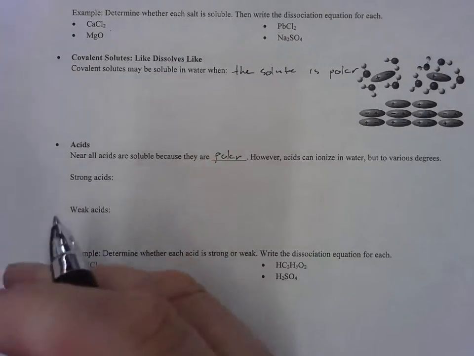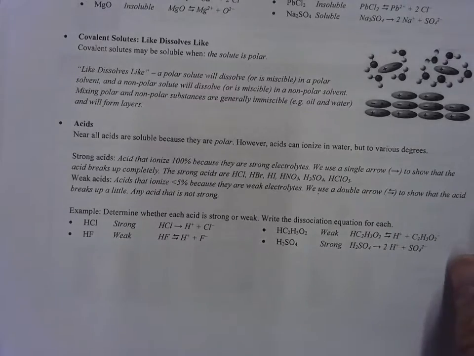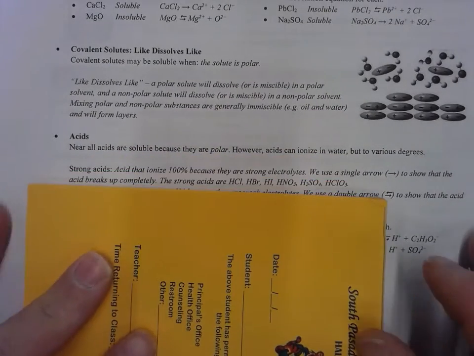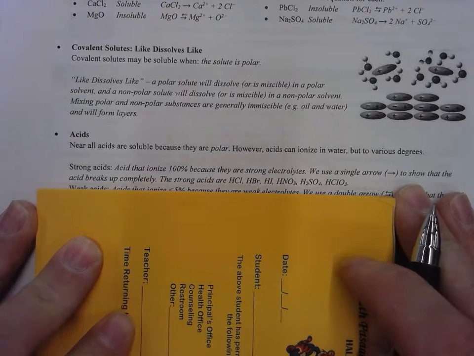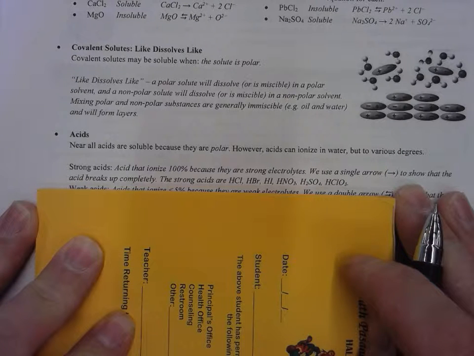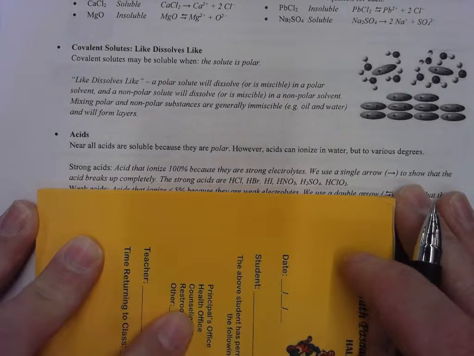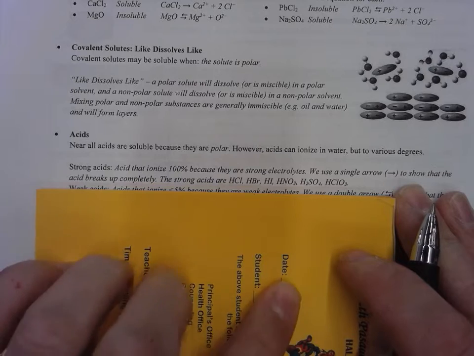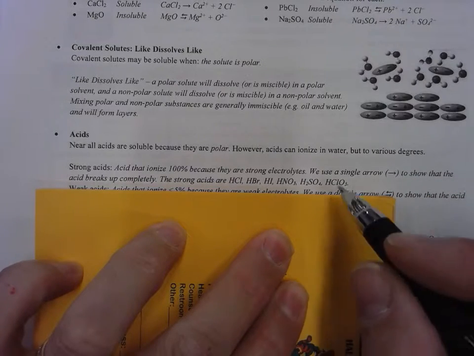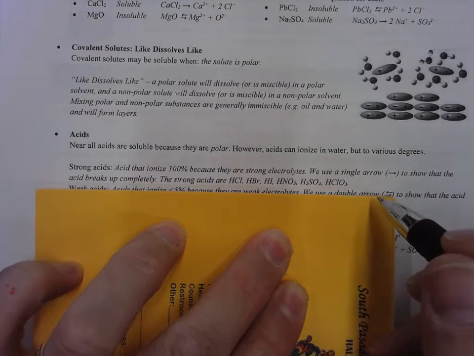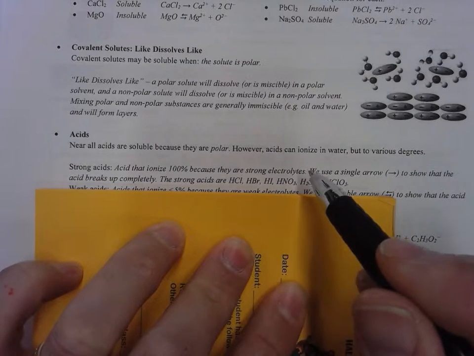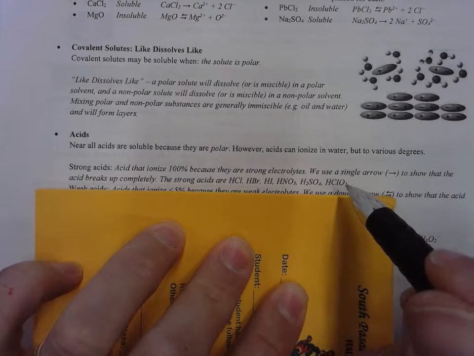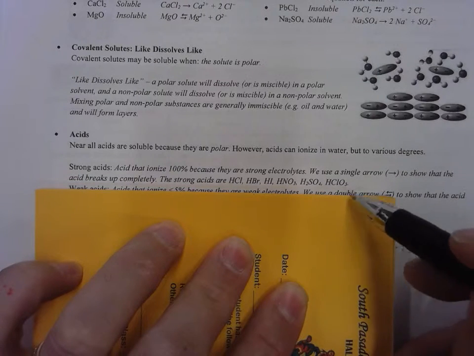Strong acids are acids that ionize 100% because they are strong electrolytes, and we use a single arrow to show that they break up completely. The strong acids are HCl, HBr, HI, HNO3, H2SO4, and HClO3. Hydrochloric, hydrobromic, hydroiodic, nitric, sulfuric, and oh, I forget this one. It's got a chlorate.